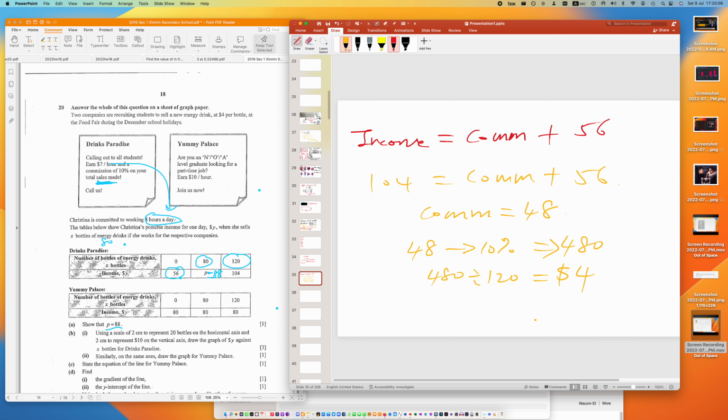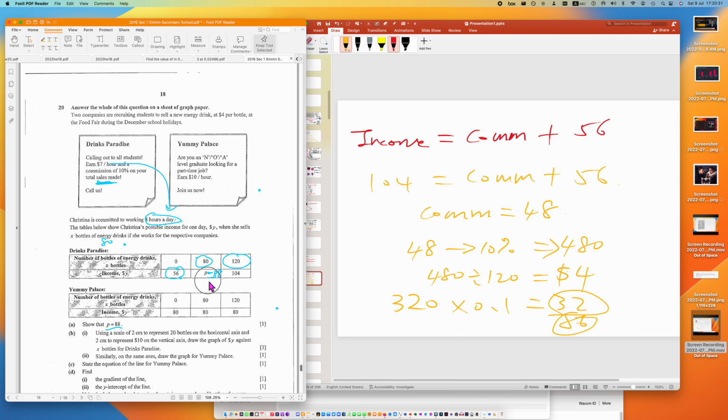Is it 3? Is it 4? Hold on, 4. So it means the energy drink per bottle is $4. So you apply the 4 to this 80, so it's 320, right? Yes. So 320, you take 10% commission, 32. So you add the 32 to your 56, that will give you what? 88. That's why you get 88.